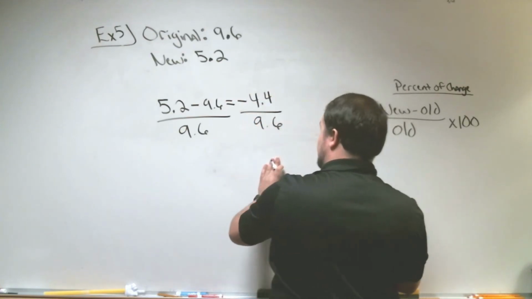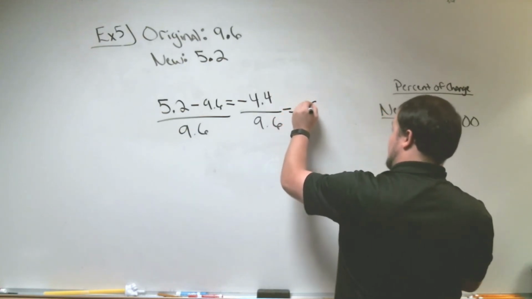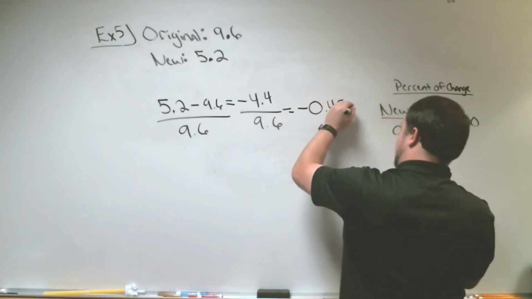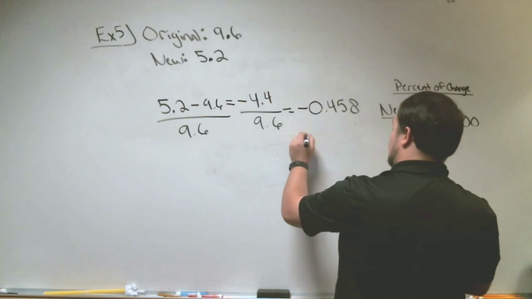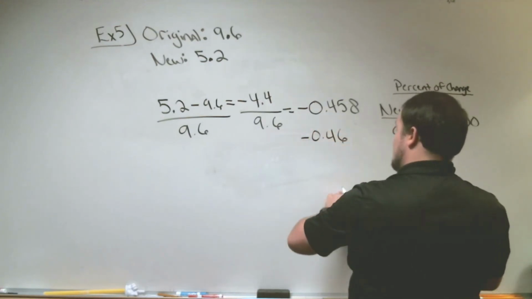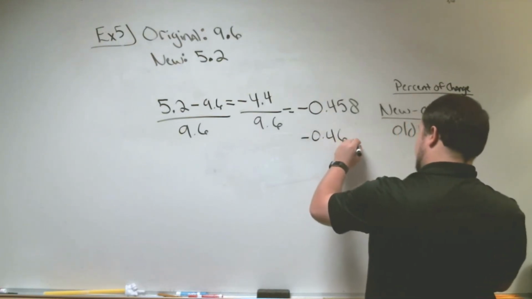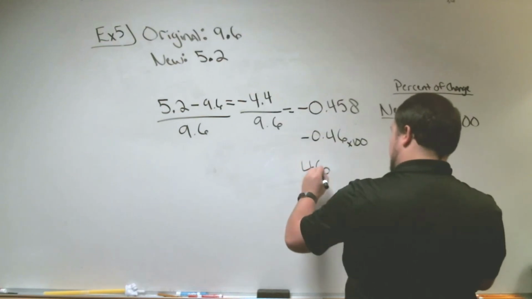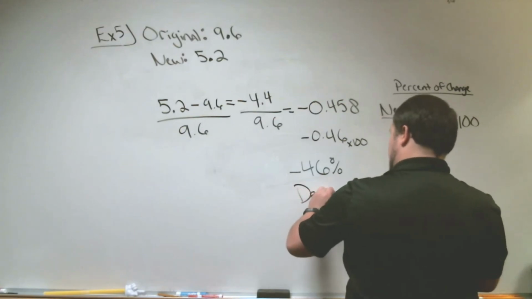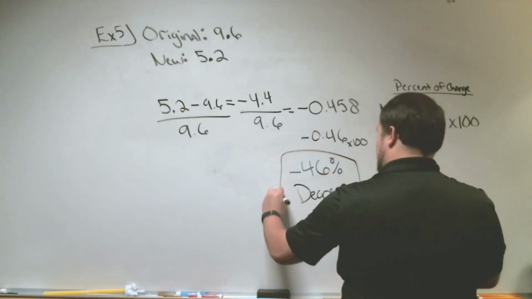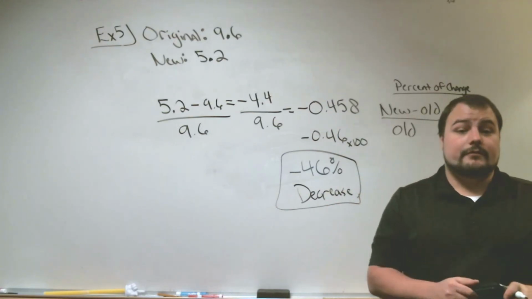So we're going to divide it by 9.6. And if you divide that by 9.6, you get a negative 0.458. So this 8 is going to make that 5 change to a 6. So it's actually a negative 0.46. We times this by 100. And if you times it by 100, you get a negative 46%. And since it's negative, that is a percent of decrease. So it went down by 46%. It's a decrease. That's it for today's lesson.